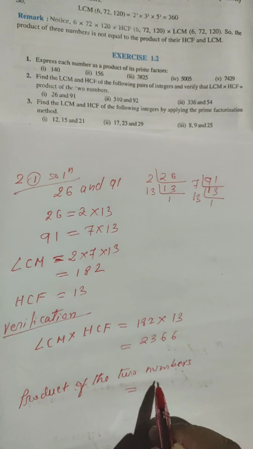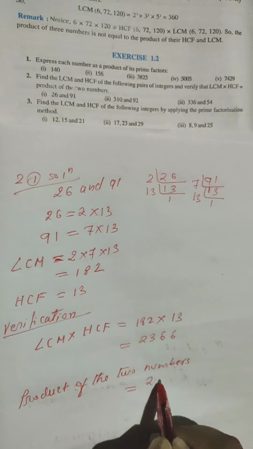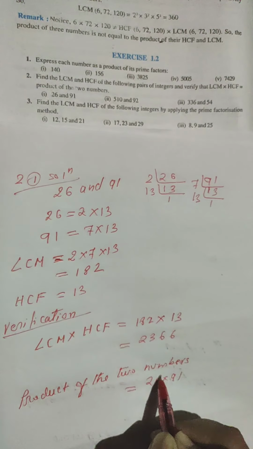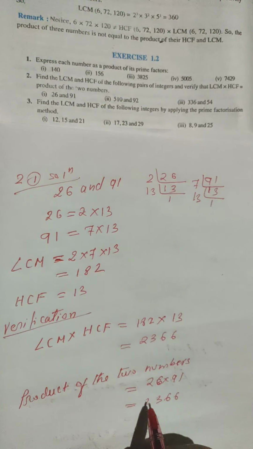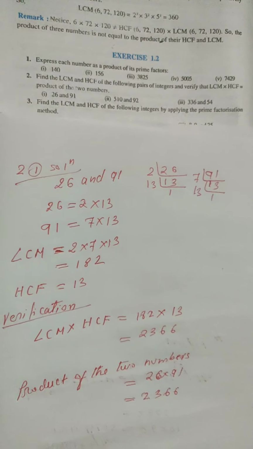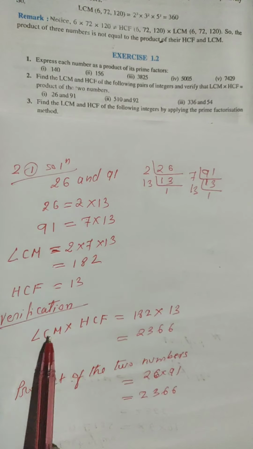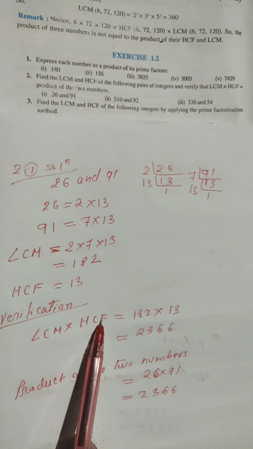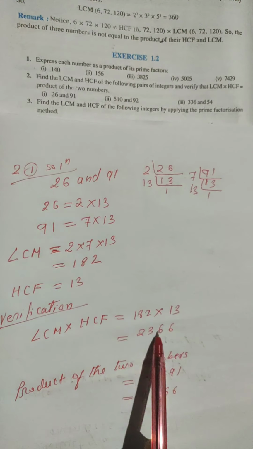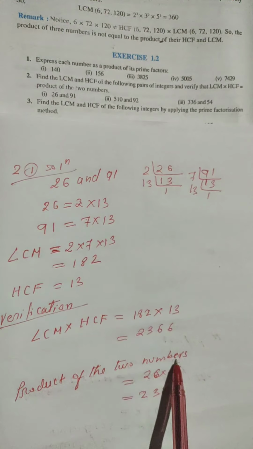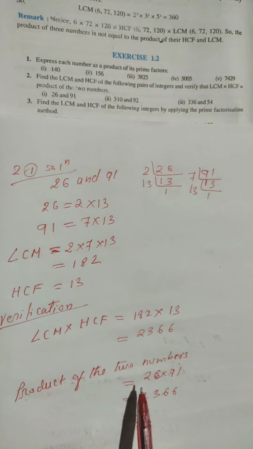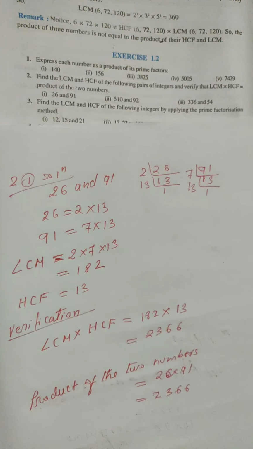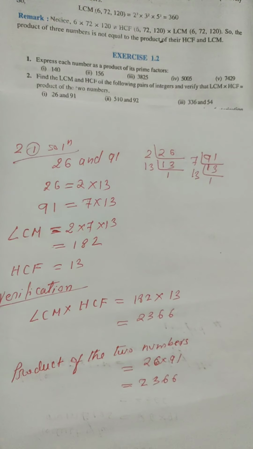So those two numbers are how much? 26 into 91. So if we multiply 26 into 91, we will get 2366, right? So now left hand side, that means LCM into HCF is also 2366. Again, product of two numbers is also 2366. That means what? Both sides of answers are same. That means it is verified.